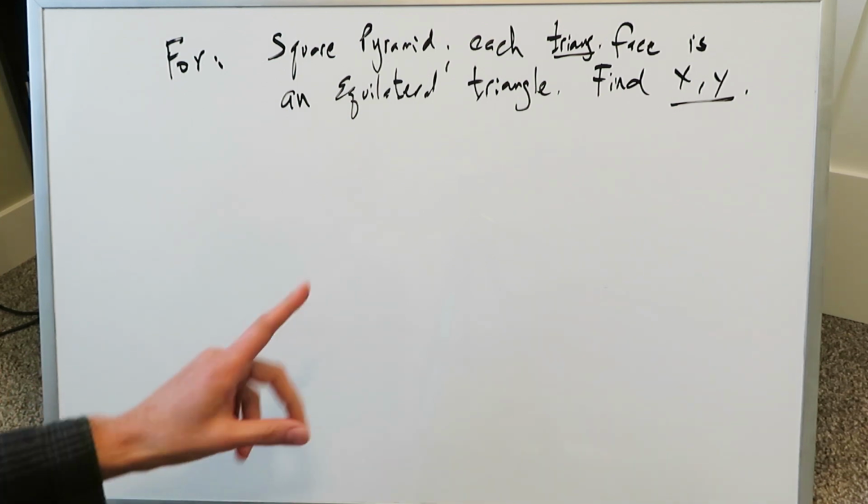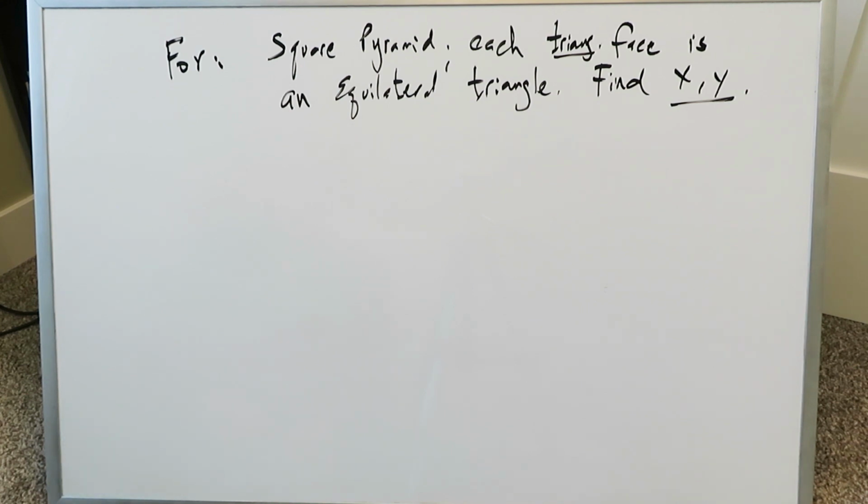Let's do a good single question here, a geometry question. We have a square pyramid that we have to develop with each face being a triangular face, and that is a face of an equilateral triangle. We'll have to find two dimensions, x and y. When I draw it out over here, you'll know exactly what I'm talking about.